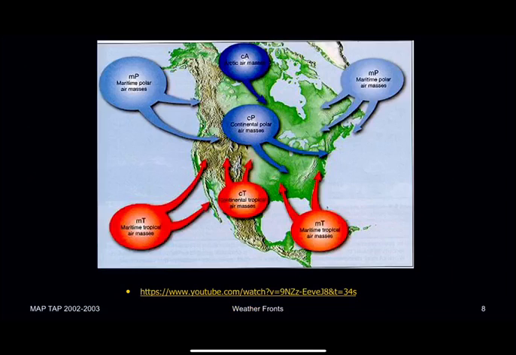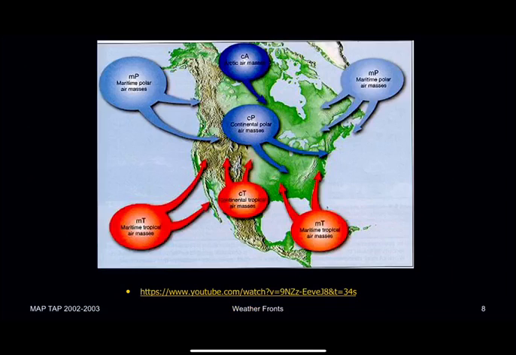Notice to the top right of your screen. There's a little m and a large P. Little m stands for maritime. We know that this air mass forms over the water. Look at the centermost air mass. There's a little c and a large P. The little c represents continental. We know that this air mass is made up of a bunch of dry air because it formed over a continent. It formed over land.